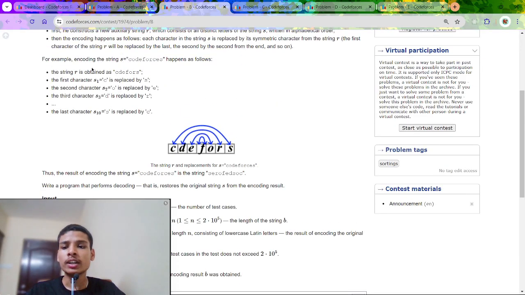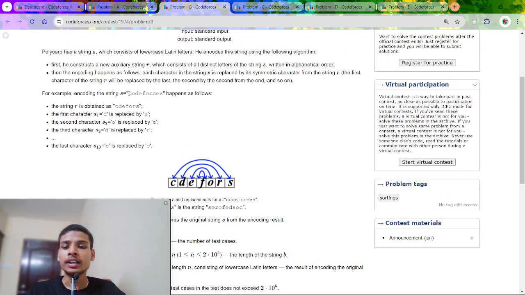So in this question you are given an original string S, that is codeforces. You have to perform an operation on this string. Simply, first of all, take all the distinct characters from the string and sort them in increasing order. Okay, that's it. The final string would look like this.